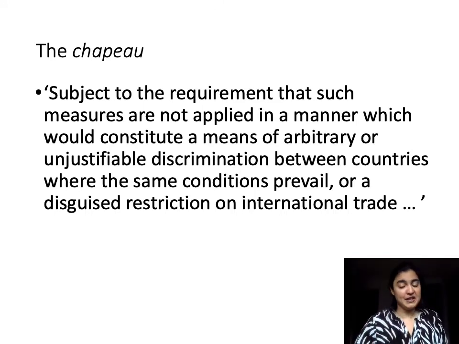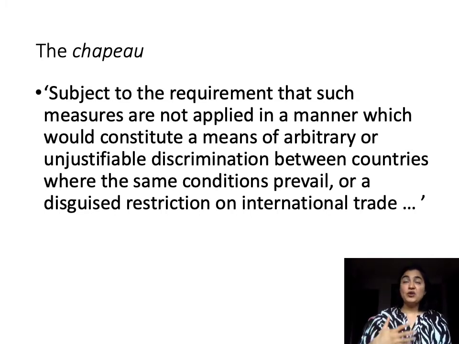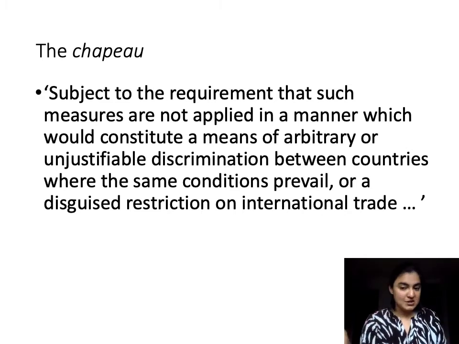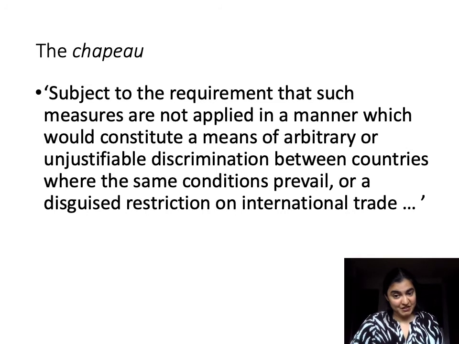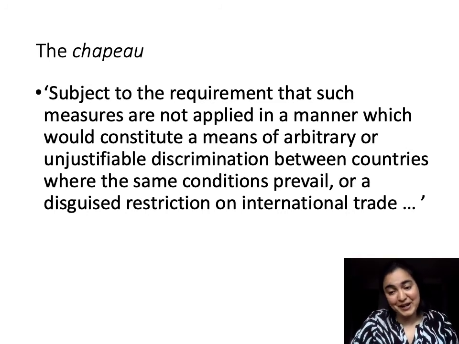So if there is any evidence to prove that the US had evil intentions of protecting their domestic industries and restricting trade, but they were not really concerned with the conservation of sea turtles, then the second optional requirement of the chapeau would have been met. However, in this case, the US could not satisfy the first requirement because the court ruled that the measure is applied in an arbitrary and unjustifiable manner. So the question is, what is arbitrary and what is unjustified application of the measure?